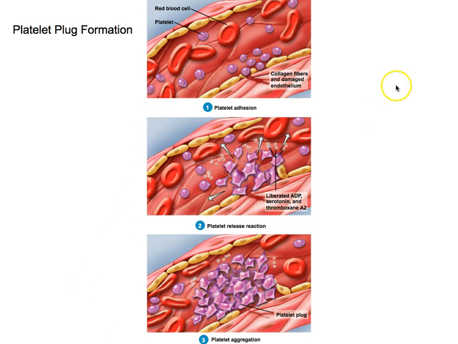Here, what I want you to see is we start our story with collagen fibers, which are in the basement membrane, and damaged endothelium allowing or revealing that collagen to be seen. And that's what the platelets are looking for. Platelets see collagen, and they freak out. Look at what's happening to them here. They liberate ADP, adenosine diphosphate. They liberate serotonin. Where have we seen that before? Okay, and thromboxane A2. Well, thromboxane A2 is a prostaglandin, and look at what's happening.